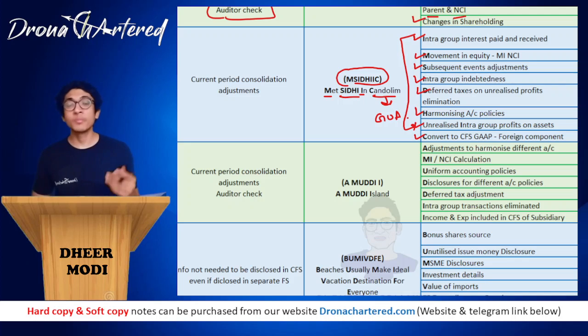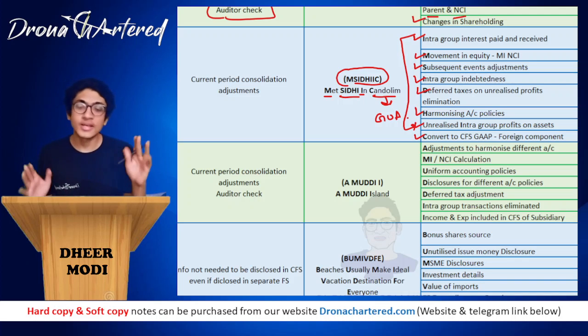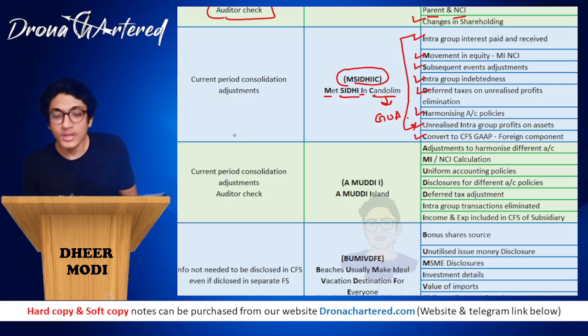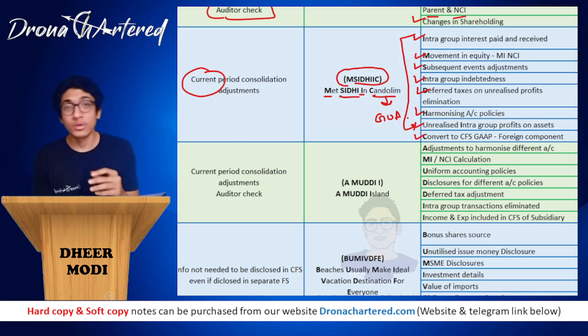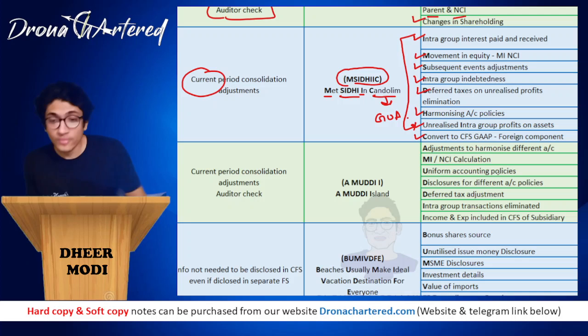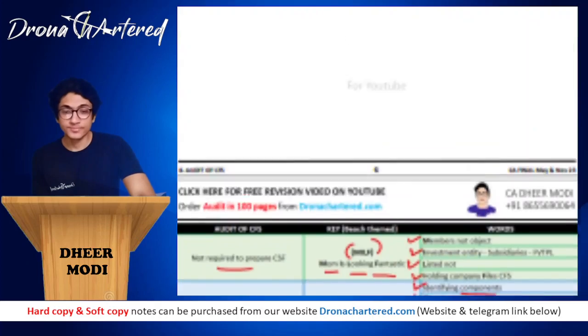How do you remember current period? So Siddhi is a very happy-go-lucky girl. She is very happy. She stays in the current. Okay, so this is your current period consolidation adjustment. You met Siddhi in Candolim. So met Siddhi in Candolim are your current period consolidation adjustments. Okay. Now, of course, over here we will have another current period consolidation adjustments. What the auditor has to check.